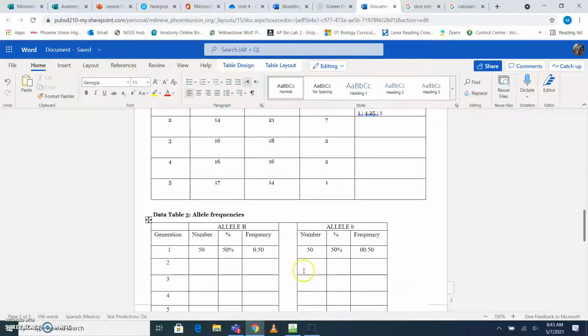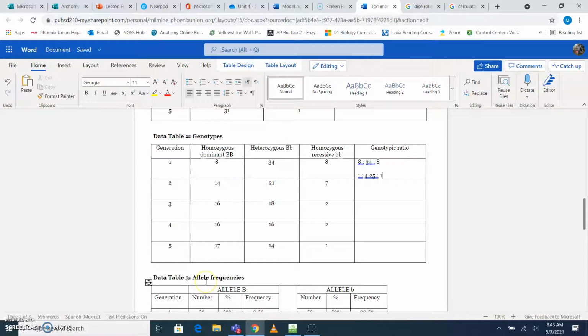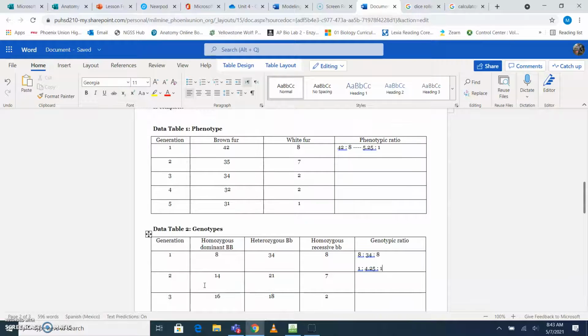Now, for the allele frequencies. Generation 1, we started with a total of 100 alleles, and 50 of them were big B, 50 of them were recessive b. That was the deck of cards I started with. So there were 100 total, 50 of them were dominant, so 50 divided by 100 is 0.5. My percent would be 50%. Same with these ones. But let's look at generation 2. That one's a little bit different. Let's look at how we got that.